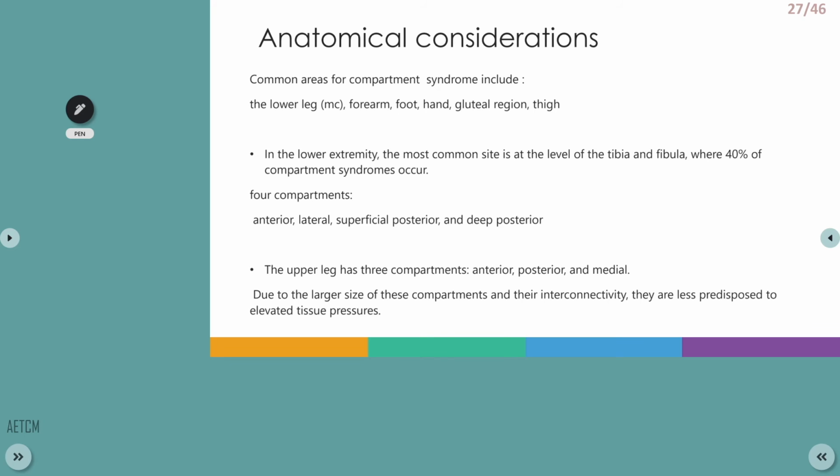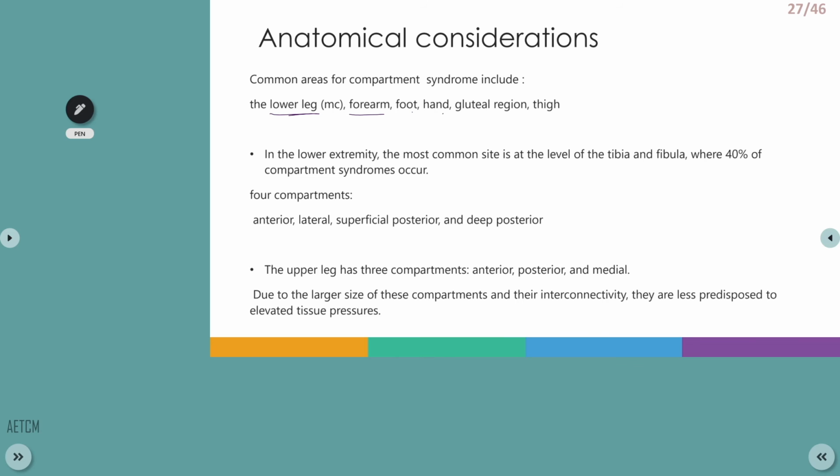So when we come to the limb, most commonly it is affecting the lower leg, secondary to a tibia fracture. Then the next most common site is the forearm. Then other sites are foot and hand. Then only the thigh, the gluteal region and the arm will be coming. So in the lower limb, the most common site is, as we told, the leg, secondary to tibia or fibula fracture.